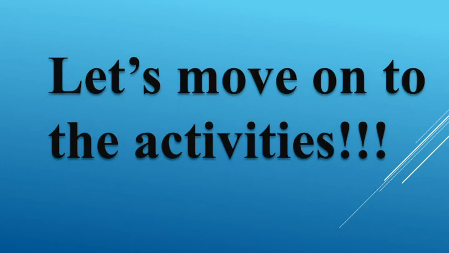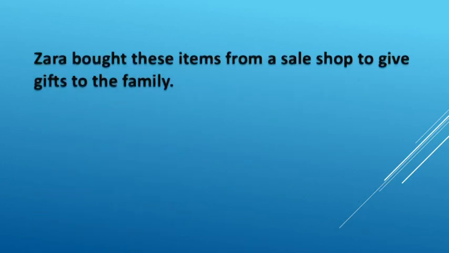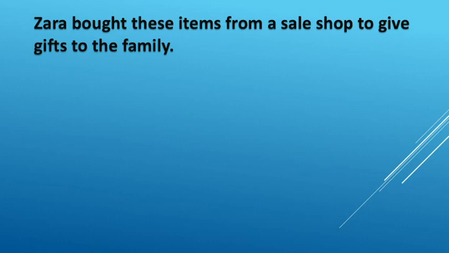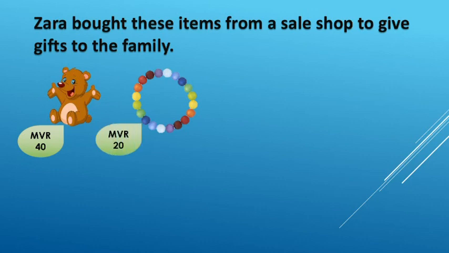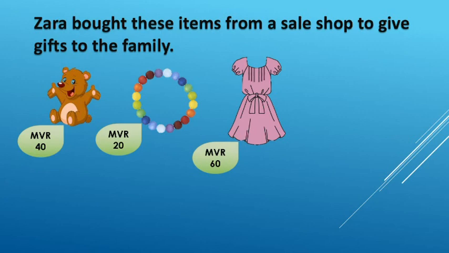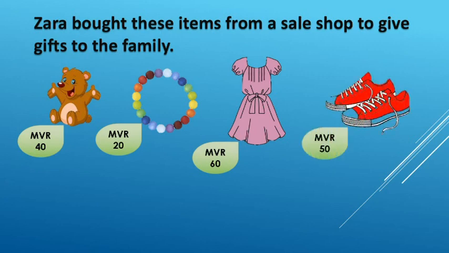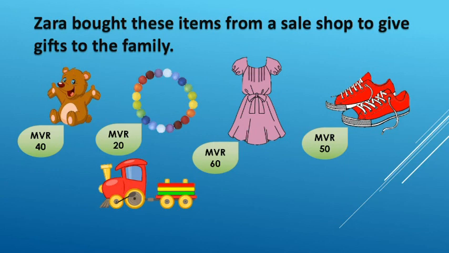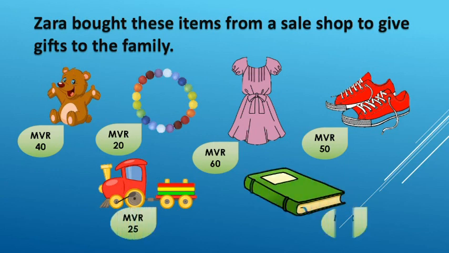So let's move on to the activity. Zara bought these items from a sale shop to give gifts to the family. Bear for 40 rupiah, bracelet for 20 rupiah, dress for 60 rupiah, shoes for 50 rupiah, toy car for 25 rupiah, book for 35 rupiah.